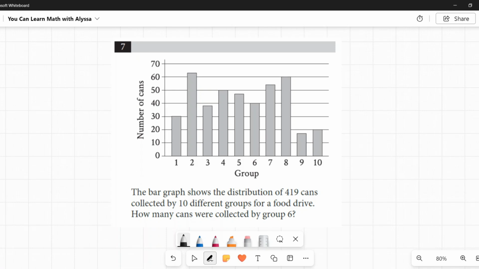This one's very straightforward. So when it says number of cans, this 10 means just that, 10 cans. We don't have to multiply by 5, by 10, by 100. It's just 1 to 1. And that's great. Again, just be aware.